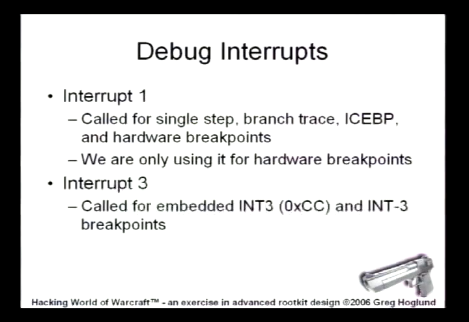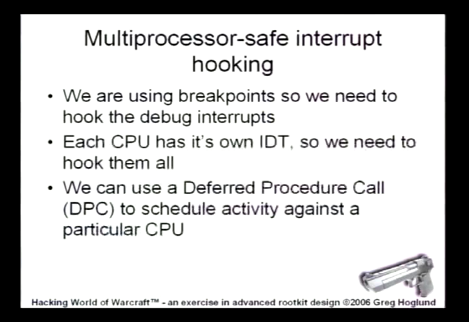In order for this to work, we have to hook two interrupts, interrupts 1 and 3. Interrupt 1 is a really neat one. It goes for single steps, branch trace instructions, ICE breakpoints, and hardware breakpoints. We're only going to use it for hardware breakpoints. And then we're going to use interrupt 3 as sort of a quote-unquote secret message channel, which I'll show you in just a moment, to communicate back and forth from the injected code.